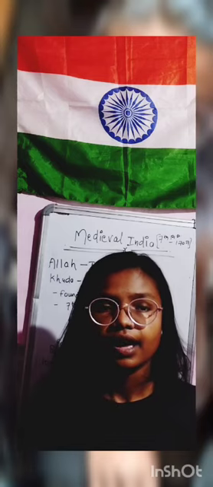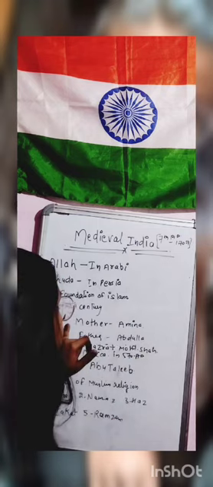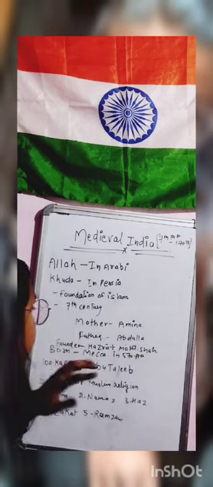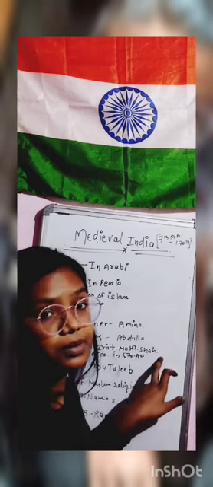Prophet Muhammad Sahab. So his full name was Hazrat Muhammad Sahab. So where was he born? He was born at Makkah in 570 AD. His father was Abdullah and his mother was Amina. After some time, when they had their first child, there was Hazrat Muhammad Sahab.